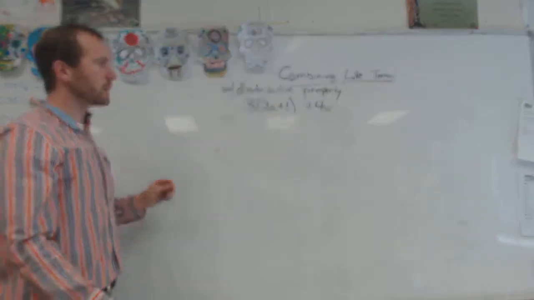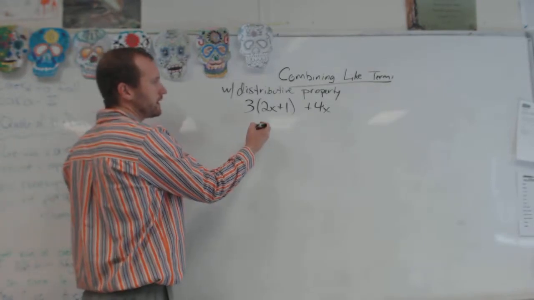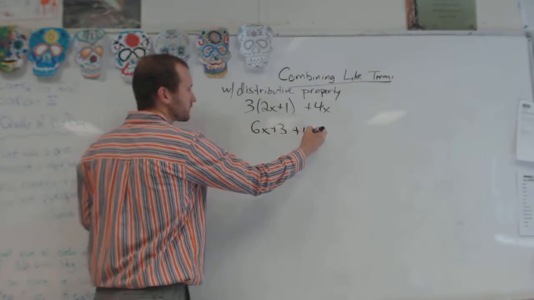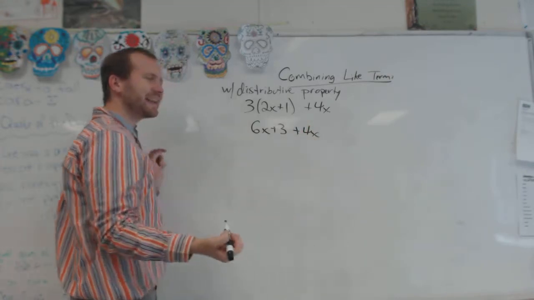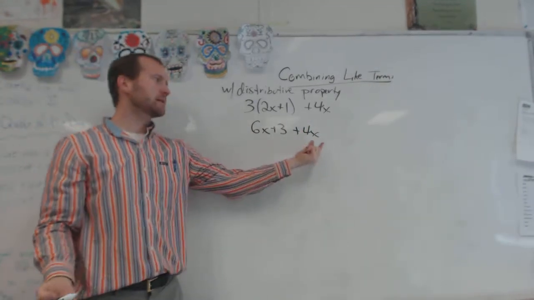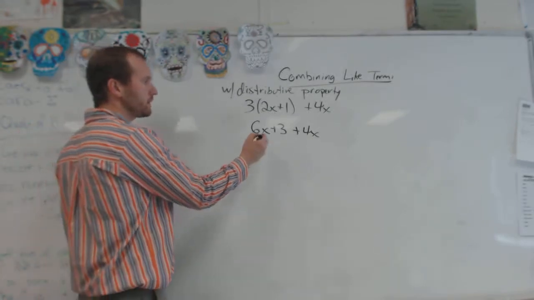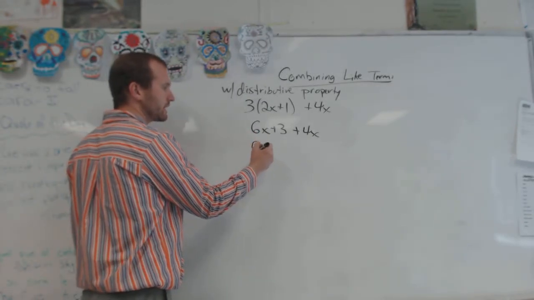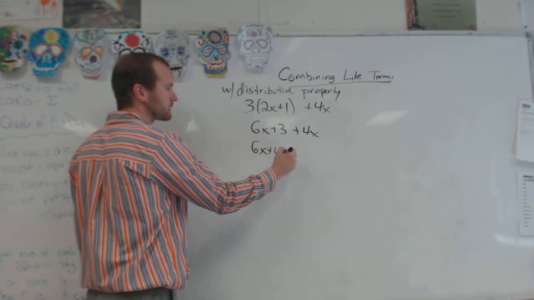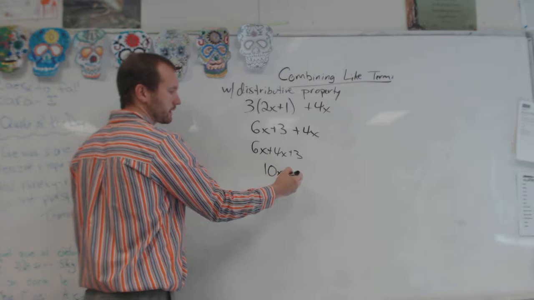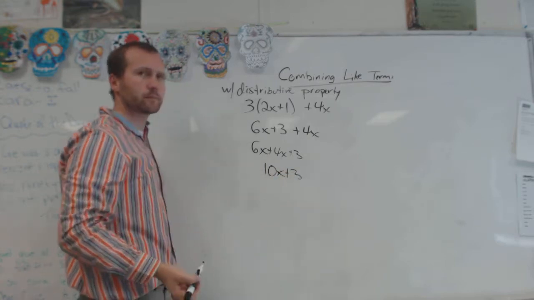Okay? So I'm going to follow PEMDAS. Now, what I need to do is 6x plus 3 plus 4x. And then I can combine my 6x. I better write this down. So now I have 6x plus 4x plus 3, or 10x. That's a lot of writing.